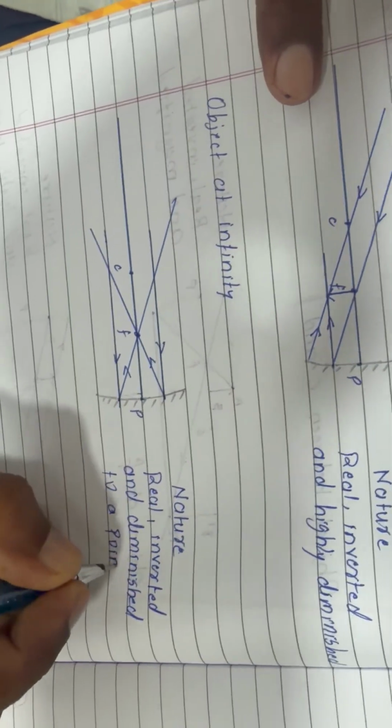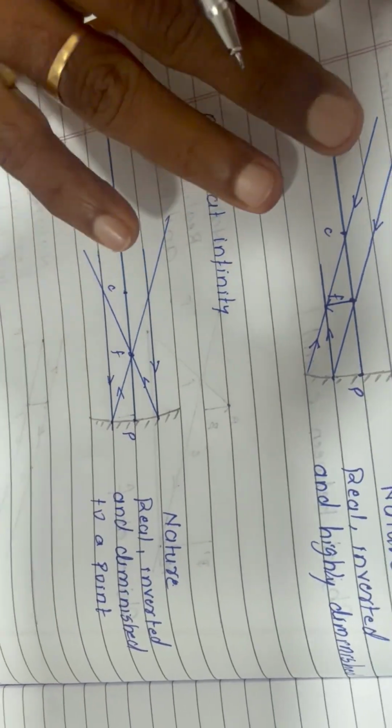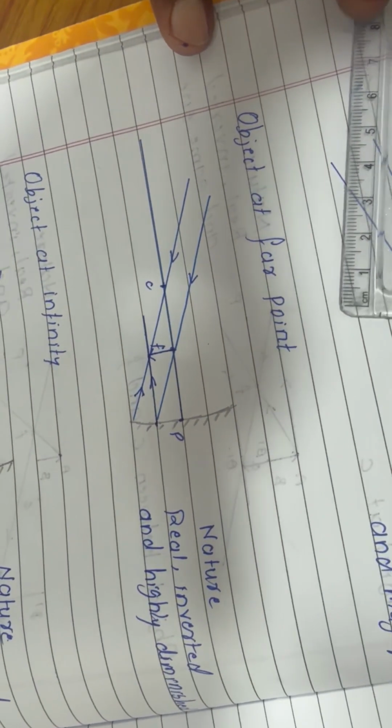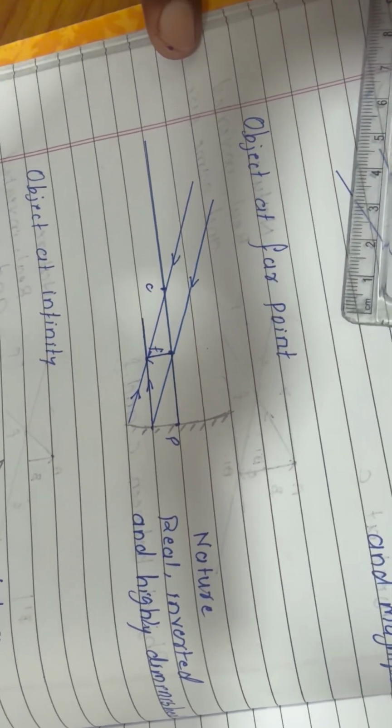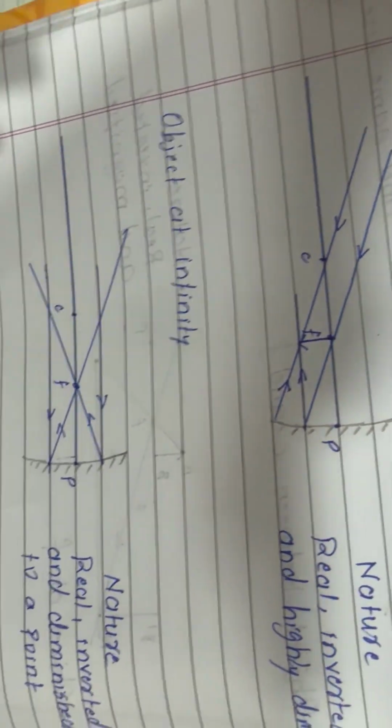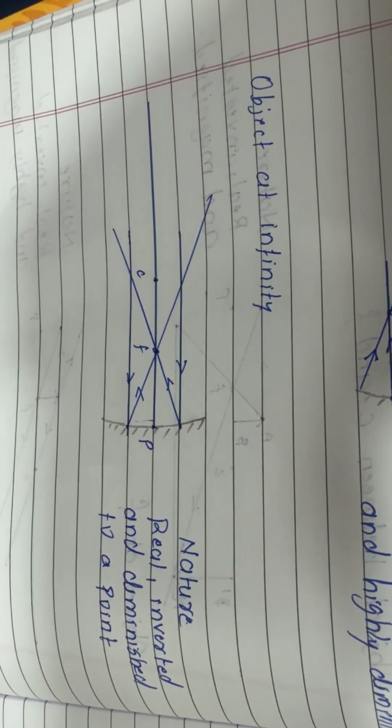Achha, what is the difference between far point and infinity? Far point means the object is very far, but still at a countable distance. And infinity means very, very far, like stars and other objects in space. That is called infinity, and this is the far point.